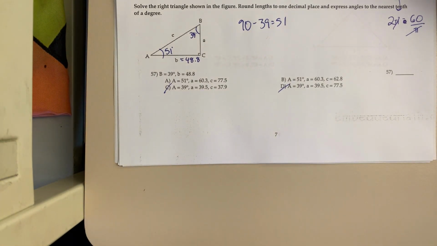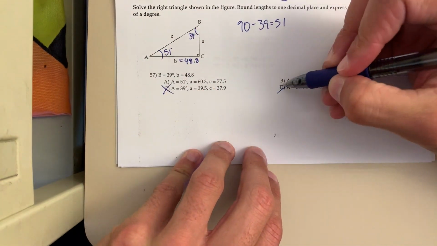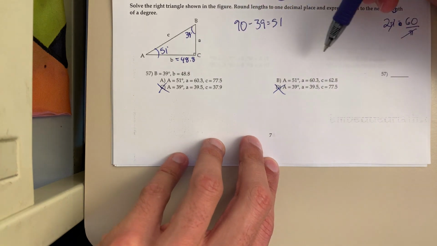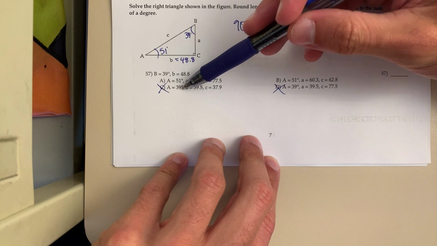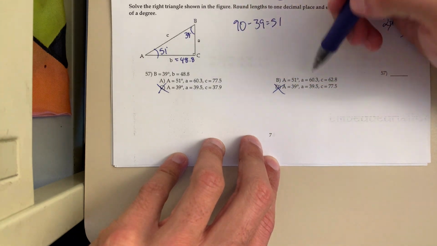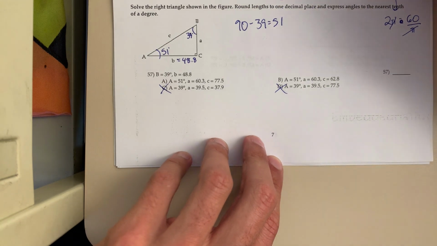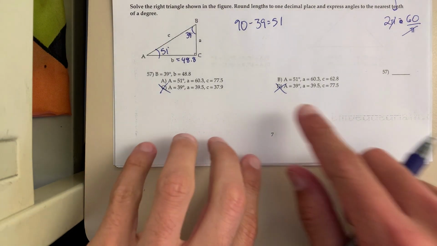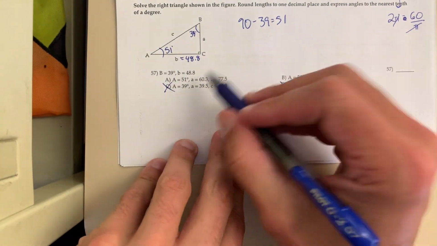Now I have to find side length A and C. Here's something too, just a little multiple choice strategy here. Your two answers were eliminated because they had the wrong angle, right? You know that A has to be 60.3 because your only two answers left have that as the value. So that's good to notice. So we know what A is, but I'll show you how to find that. Then you'd use Pythagorean theorem. But again, let's say we didn't notice that.